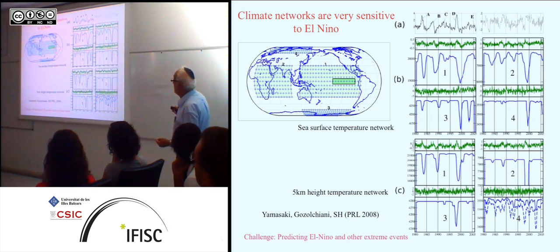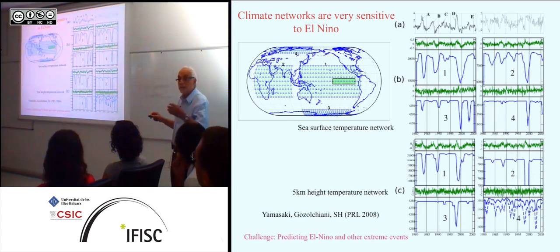And not only on the globe, these four pictures are the same network, but at 5,000 meters above sea level. And we see also the El Nino. So the network, the interaction between places, is very sensitive to El Nino, and we can maybe use it for prediction of El Nino.